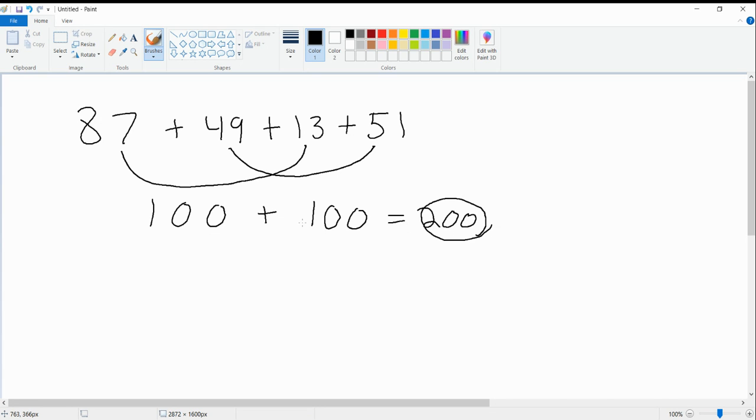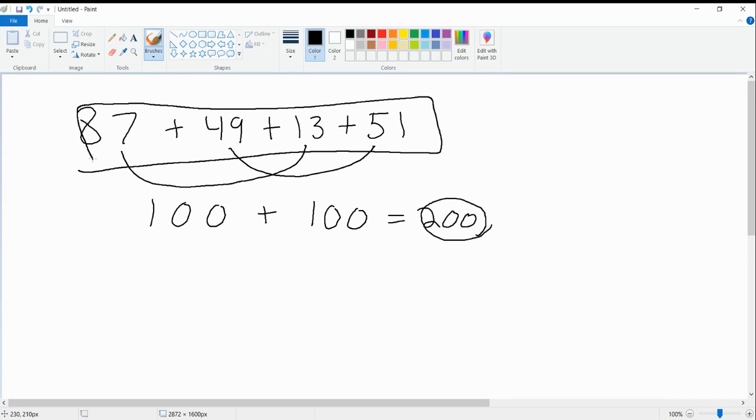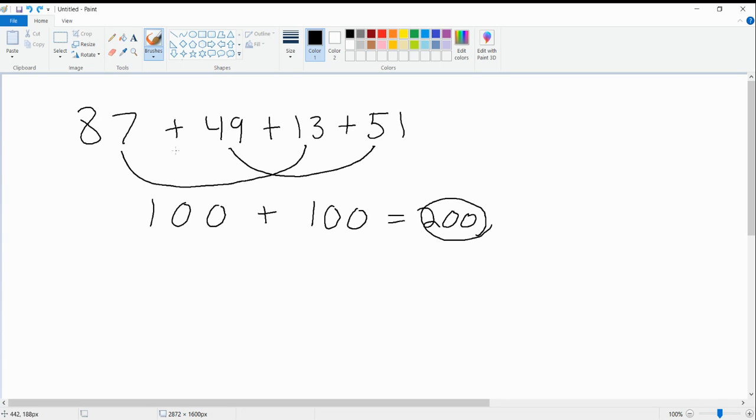So using the commutative property and the associative property, it makes working this equation a whole lot faster than moving left to right and saying 87 plus 49, and then we have to add it in, bring the one over and add it all together. Here, it's much easier to add these together using that property.